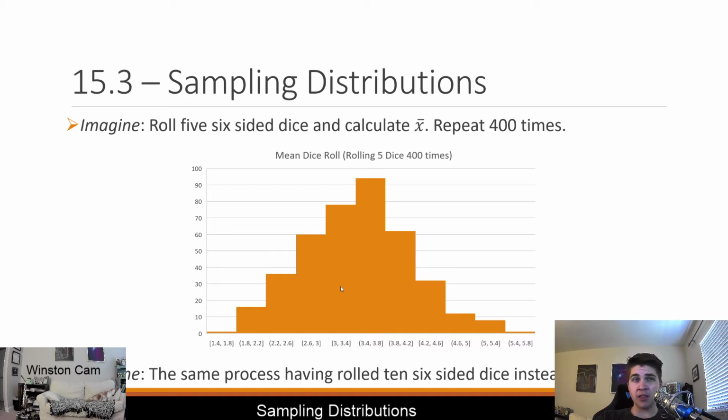Rolling, say, between a 3.1 and a 3.4 was fairly common as well. And what we can see is that there's a distribution of averages that we get when we roll dice 400 times. What you might also notice about this pattern is it's not exactly a normal distribution, but it does follow the general pattern behind a normal distribution, an important idea that we're going to look at.